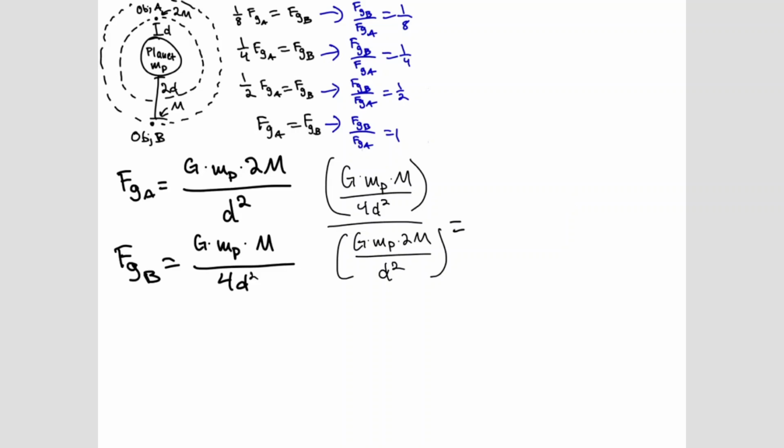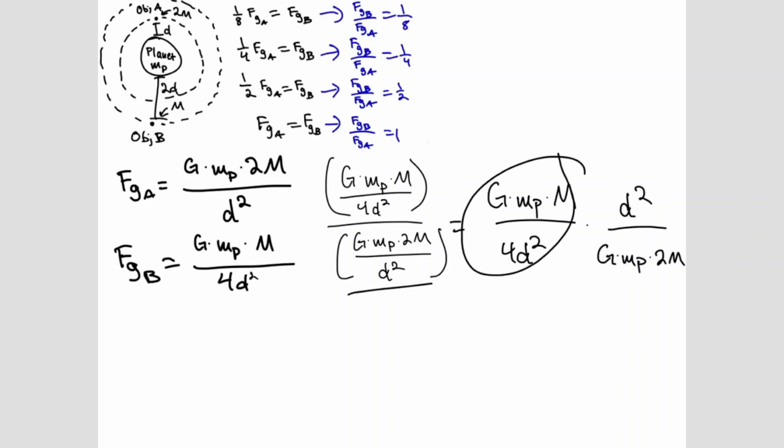Anyway, this is just going to be G times mass of planet times m over 4d squared multiplied by d squared over that. Because when you're dividing fractions, that's just the same as multiplying by the reciprocal, right? In this case, I am just going to multiply this first term by the reciprocal of the denominator. Here, now we can start canceling stuff out. The d squareds cancel out, the G's cancel out, the mass of the planet cancels out, the m cancels out. And all that we're left with is just a lot of 1s on the top.